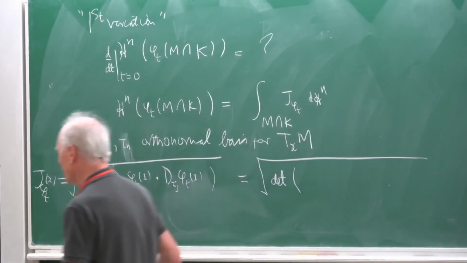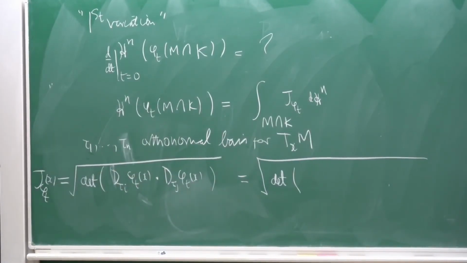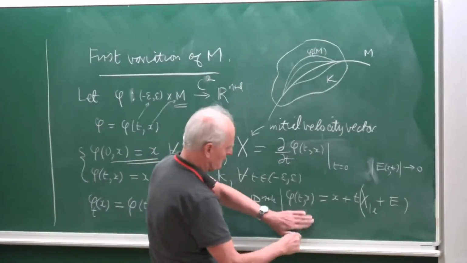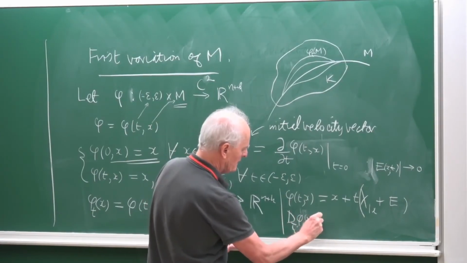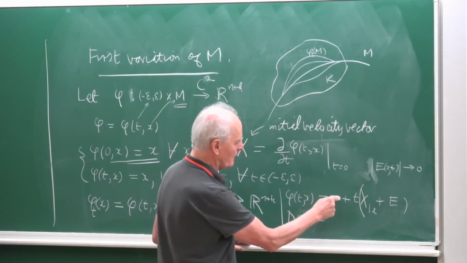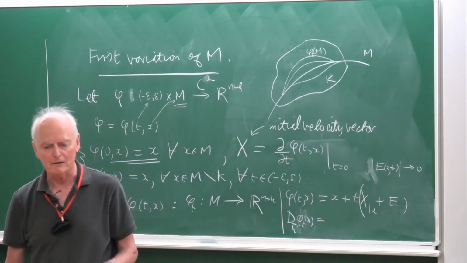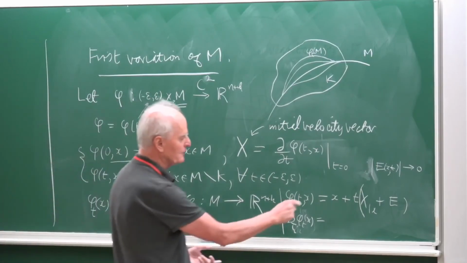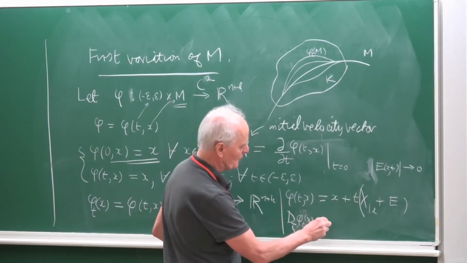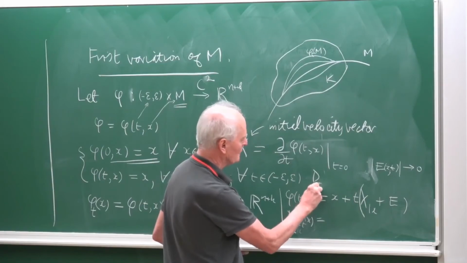Now, let's work this out. Here it is. So d tau i phi t at x. Let's see, what's d tau i of x? It's d tau i of the radial vector. Well, think about a curve going through there. That's just tau i. d tau i of x is just tau i.